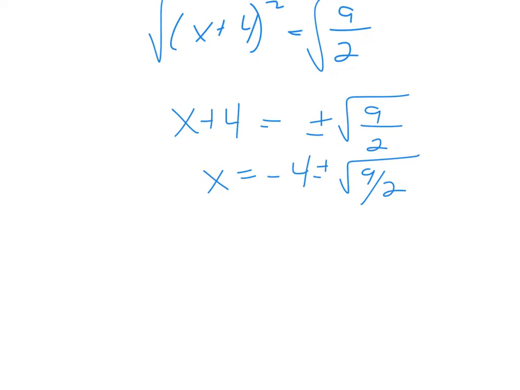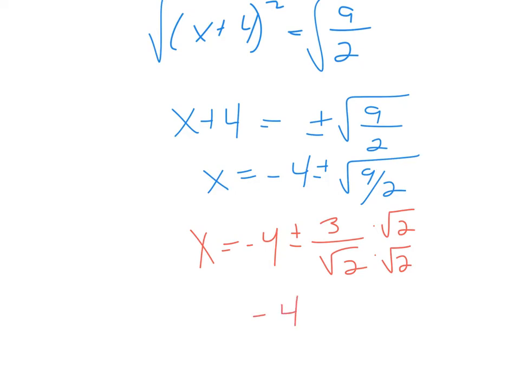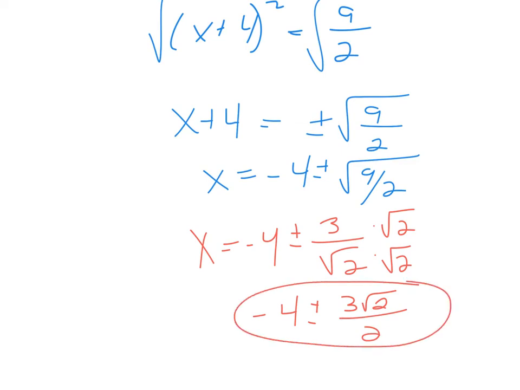Right now, this says that x equals negative 4 plus or minus the square root of 9 over the square root of 2. Or I can write this as 3 over root 2. Now, we don't like that radical in the denominator, so my final answer I can get by rationalizing. And I'll be left with negative 4 plus or minus 3 root 2 over 2. And we completed the square.